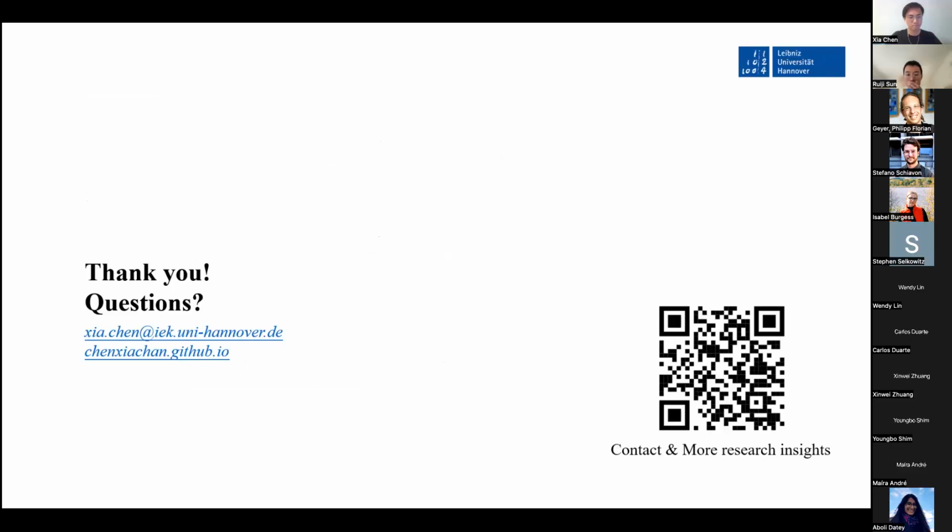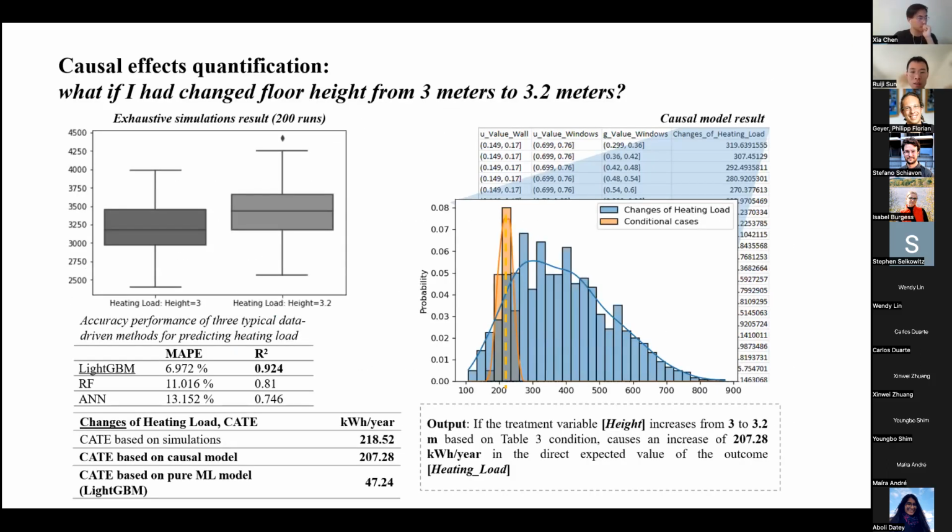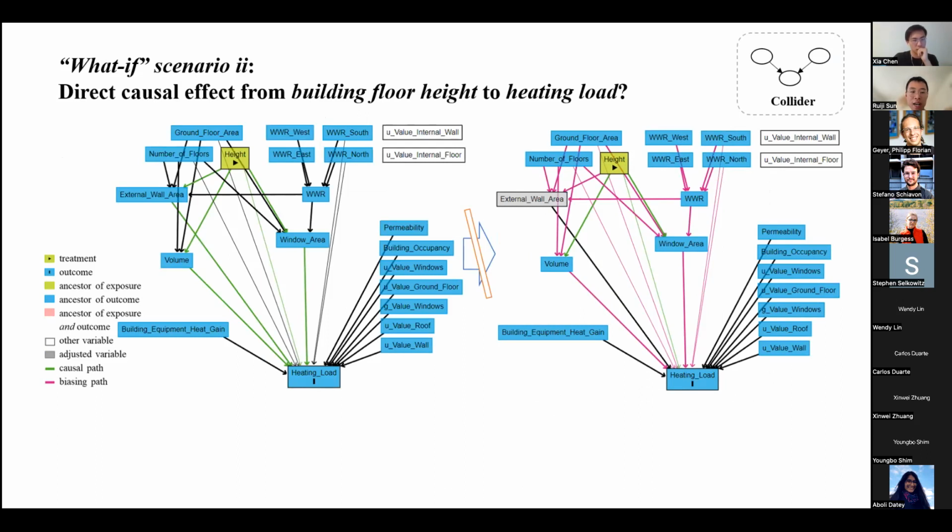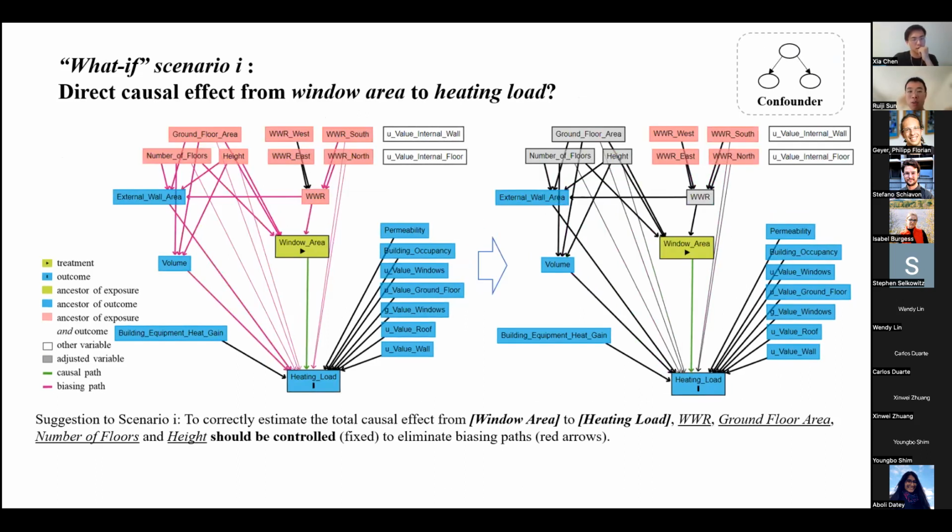Maybe I can follow up on the comment that was just made. Can you go back a few slides? The causal skeleton. I remember you showed two: one is for estimating the effect of building floor height on heating load, and the other is the causal effect from window area to heating load, right? I remember you demonstrated the first causal effect, the floor height, instead of the second one, the window area.